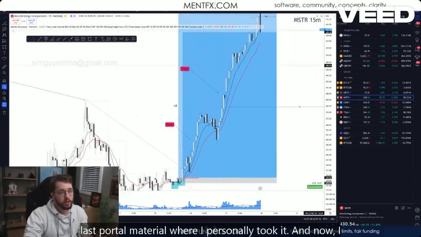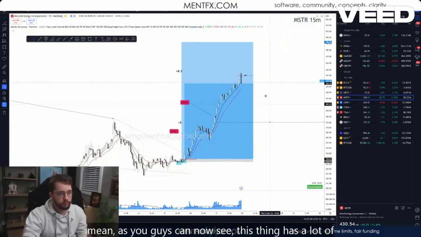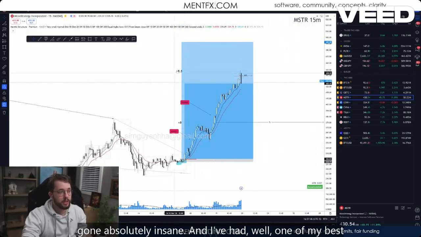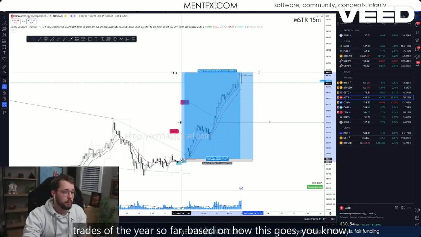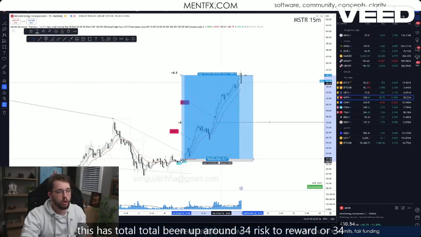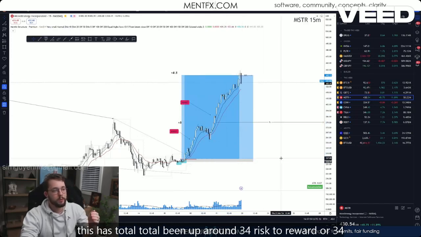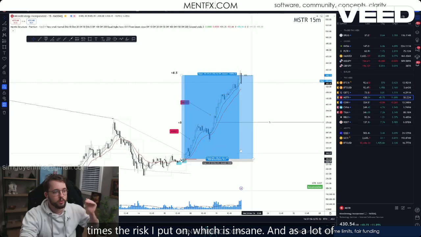And as a result, you got to see exactly this trade from the last portal material where I personally took it. And now, as you guys can see, this thing has gone absolutely insane. And I've had one of my best trades of the year so far, based on how this goes. This has been up around 34 risk to reward, or 34 times the risk I put on, which is insane.